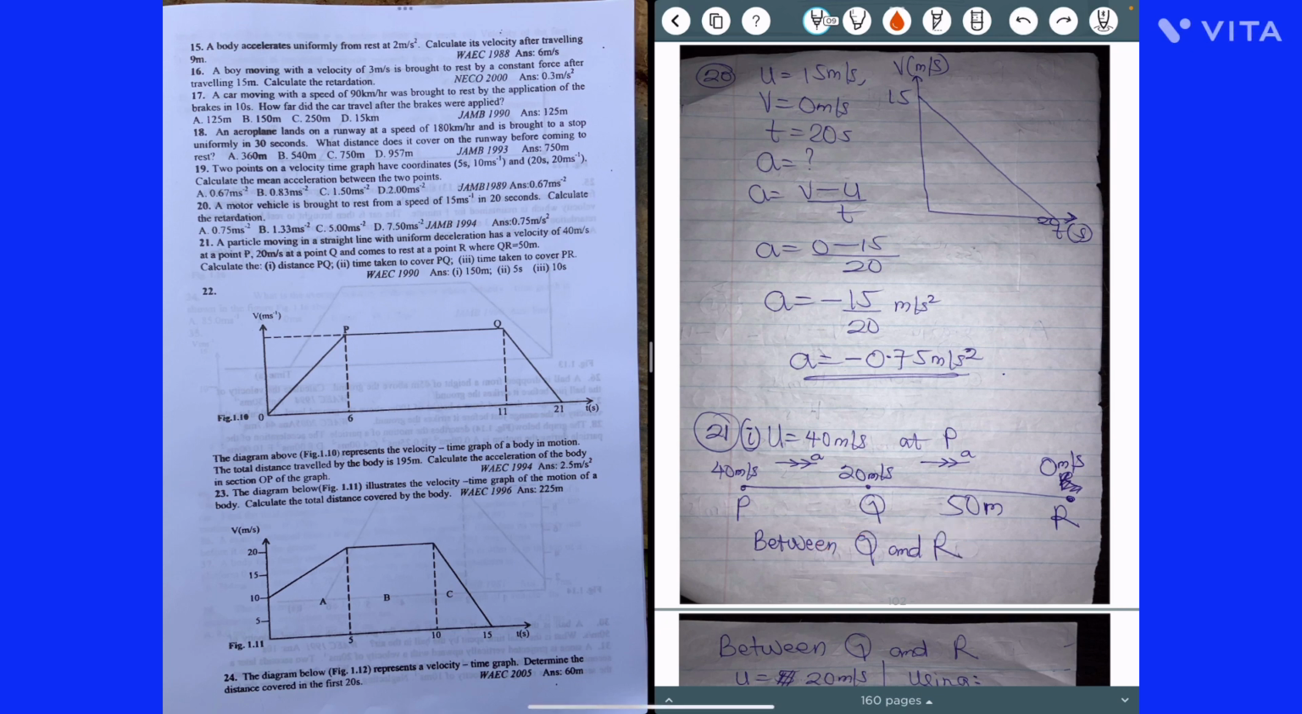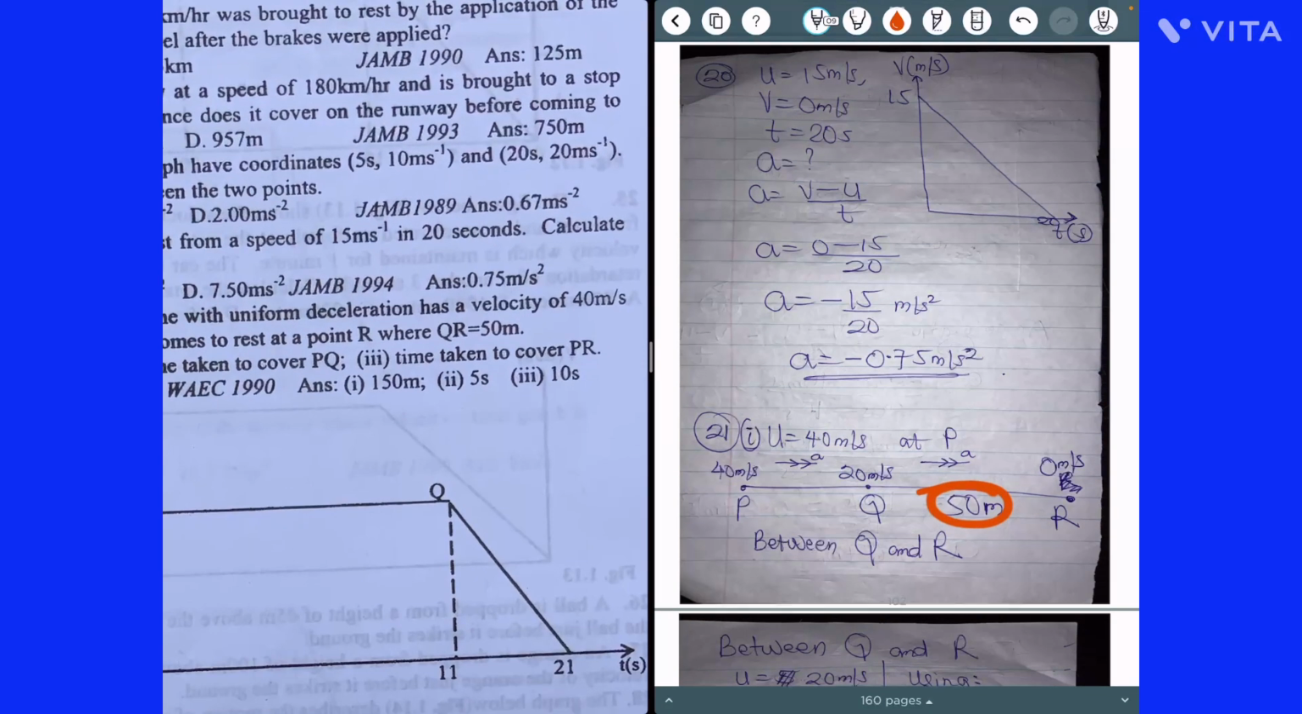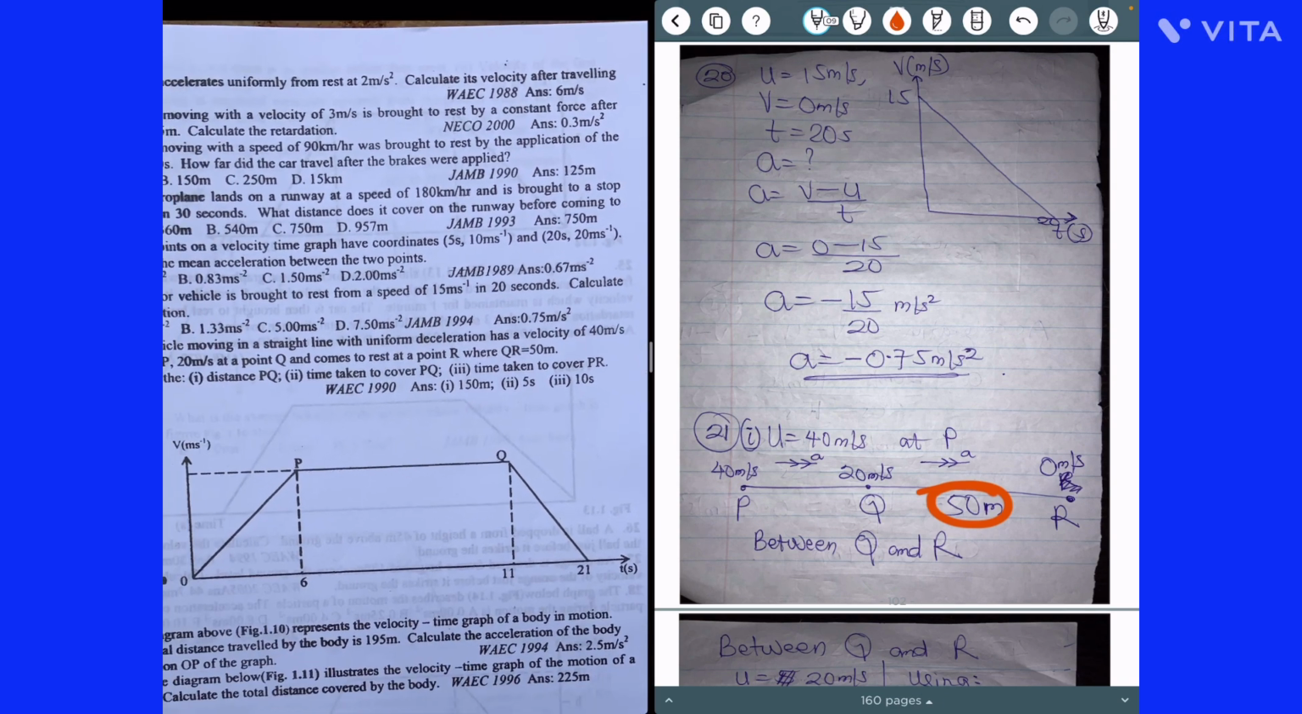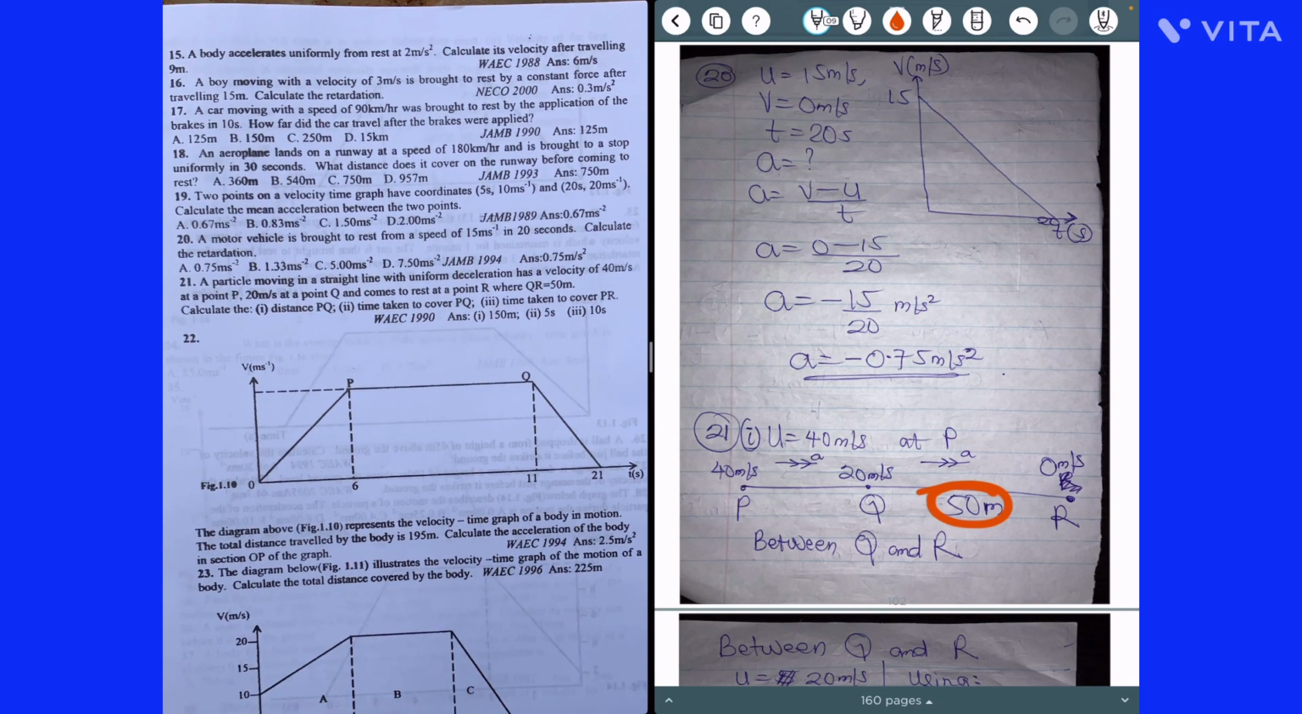Between Q and R, the object is said to travel 50 meters. The distance QR is 50 meters. Now, you know the velocity at Q, you know the velocity at R, and you know the distance. You can use this to get the acceleration. Whatever you get as the acceleration for QR will also be the acceleration for PQ, because the deceleration was constant.